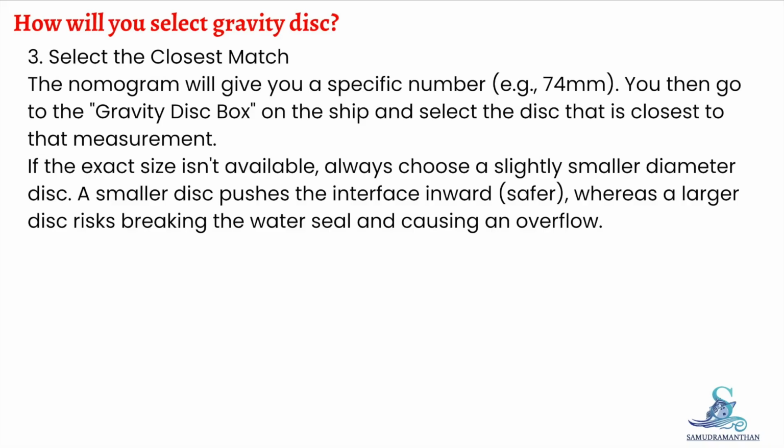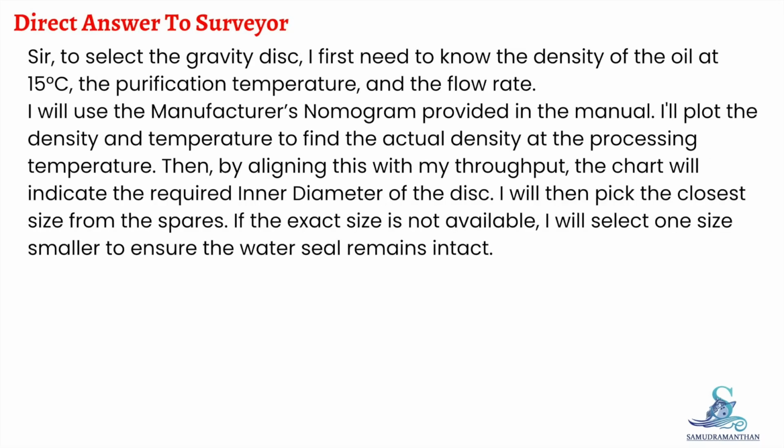Select the closest match. The nomogram will give you a specific number, for example, 74 millimeters. You then go to the gravity disc box on the ship and select the disc that is closest to that measurement. If the exact size isn't available, always choose a slightly smaller diameter disc. A smaller disc pushes the interface inward, which is safer, whereas a larger disc risks breaking the water seal and causing an overflow.